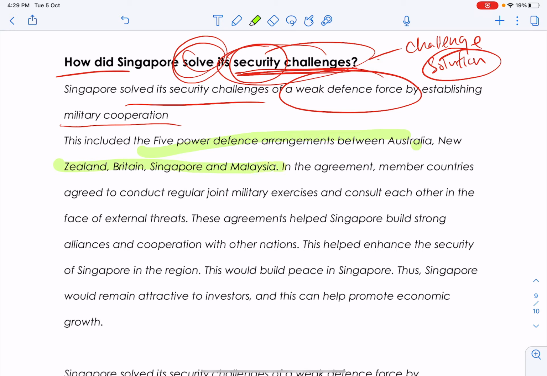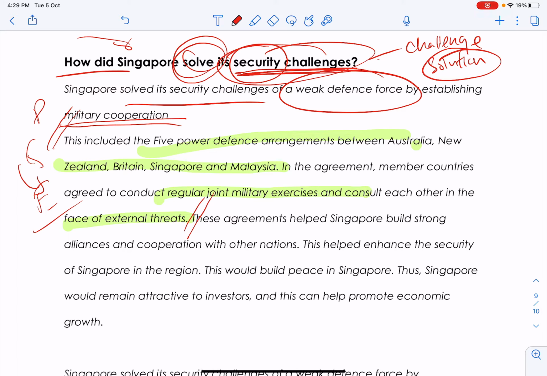Australia, New Zealand, Britain, Singapore, and Malaya. What is going to happen here? Joint military exercise, consulting each other in the face of external threats. Now, again, if this is a describe question, if I'm just asking you to describe how Singapore solves its security challenges, you can end here because here is your PE. Okay, your description: solved by military cooperation, which is all these things 1, 2, 3, 4, 5.